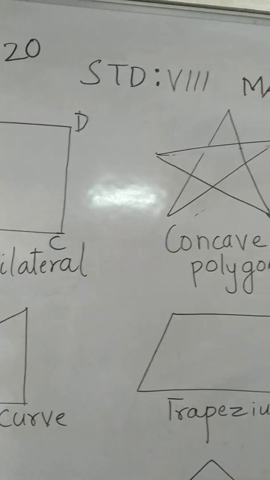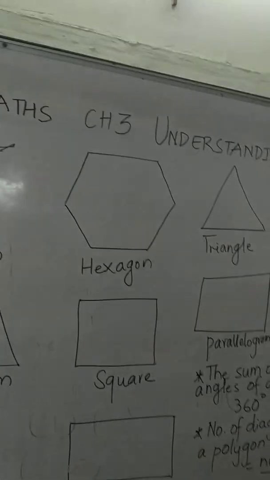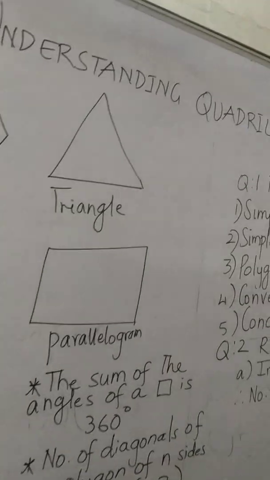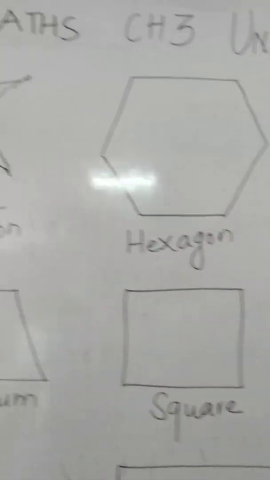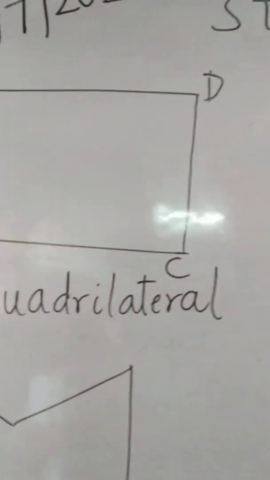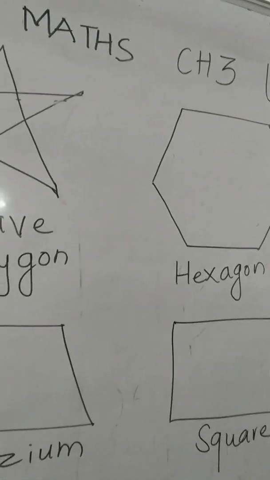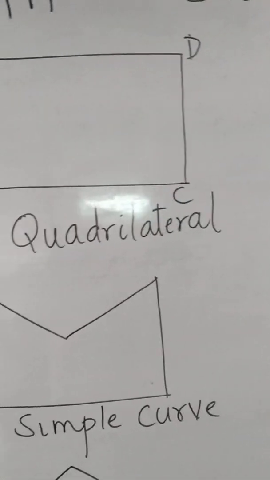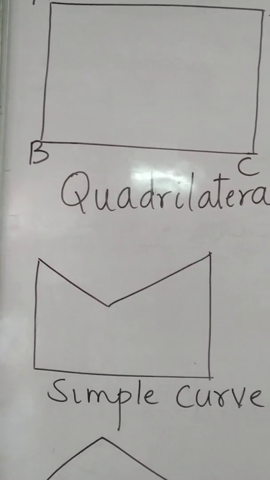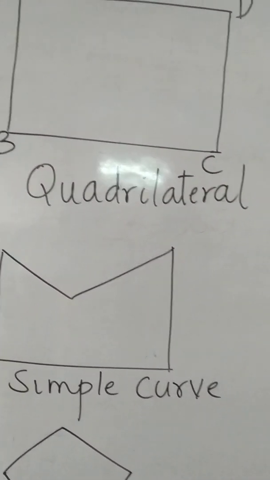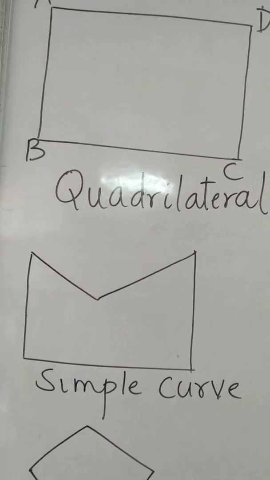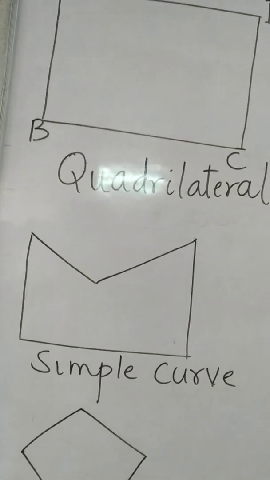Today, standard 8 maths, chapter 3. Chapter 3 is understanding quadrilaterals. Today's date is 27th. Now before I start, please practice lesson number 1 and 2. Now exercise 2.6, question number 1 to 5, you have to do. Try on your own. If any doubts are there, I will clear them up.